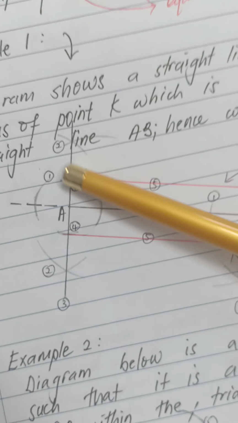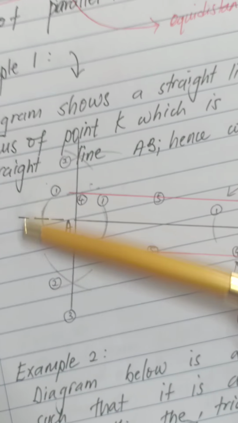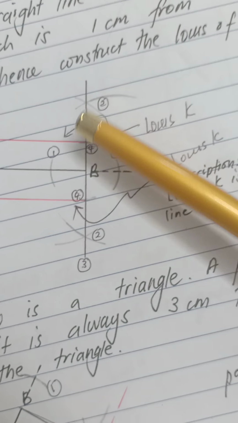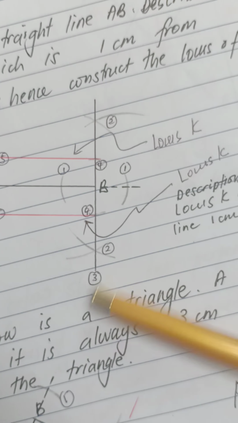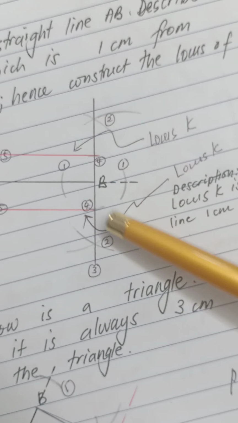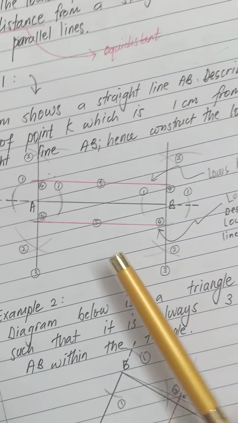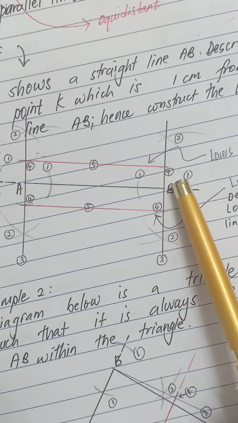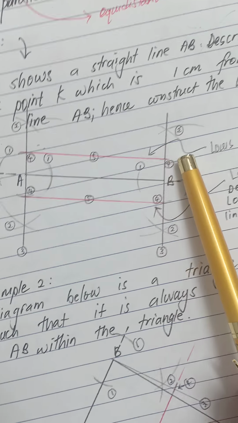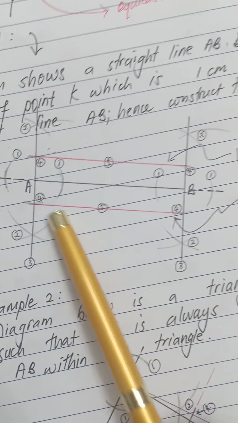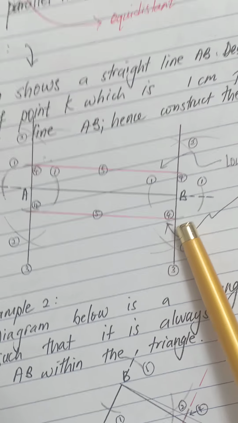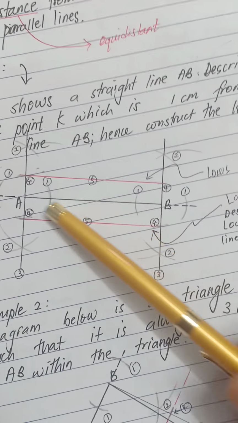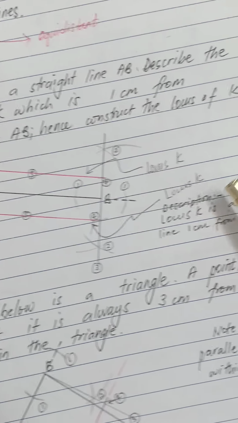Now all this is not the locus yet. You do the same thing over here. From these two crosses, join them, and then measure 1 cm, put a mark there, 1 cm, put a mark there. So your locus is now joining this point here, which is 1 cm from A, and 1 cm from B, and drawing the straight line. That's the last part. So you have one set of parallel lines above and below the line AB, which is locus K.